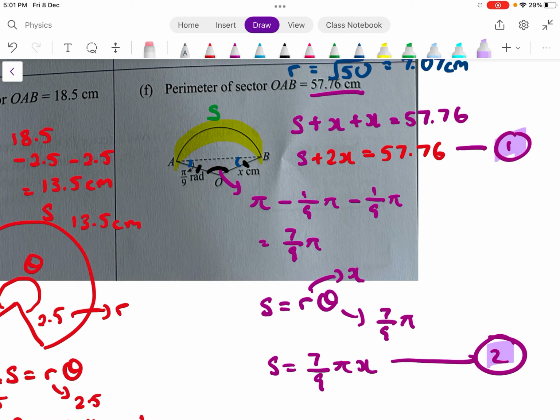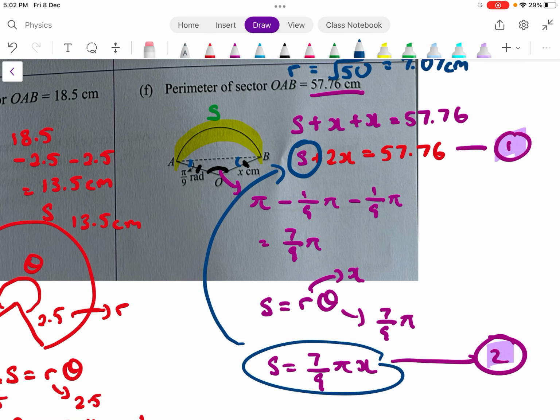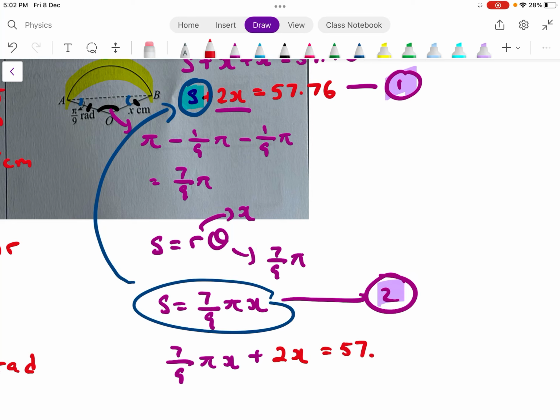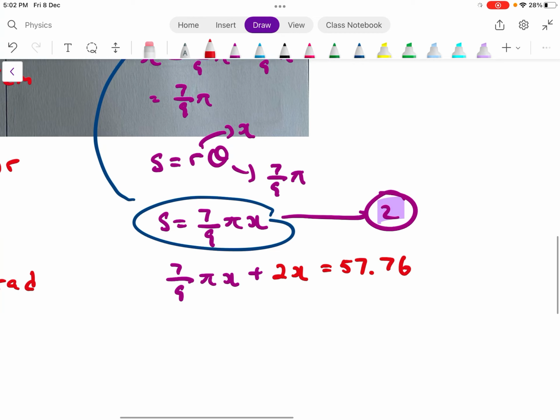Okay, you look at equation 1 and equation 2, you notice that equation 2 I can actually sub inside equation 1. You look at this, there's an S here. Just need to sub in whatever I see here into right here. So now I sub in equation 2 into equation 1, because you see the 7 over 9 pi X is the S. So I just need to replace the S in equation 1 to be as such. 7 over 9 pi X plus, because here I got 2X, plus 2X, equal to 57.76. Now you got everything in terms of X.